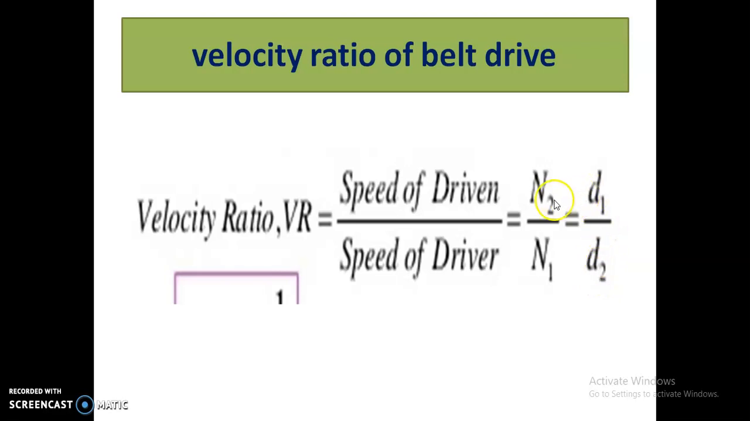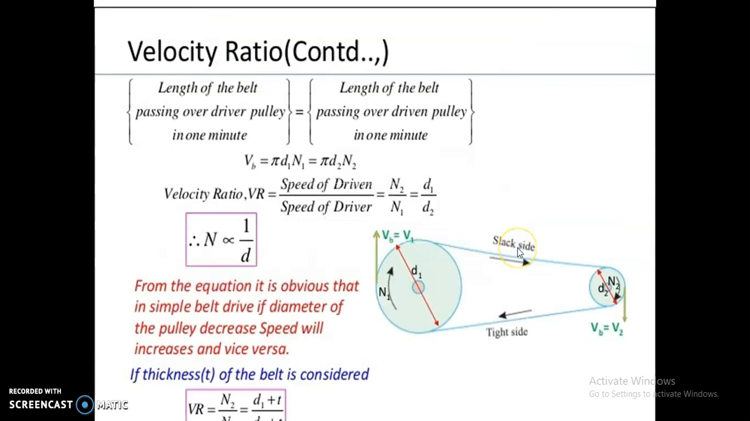That is, n2 is the speed of the driven pulley, and n1 is the speed of the driver pulley. Therefore n2 by n1 is equal to d1 by d2. This is the velocity ratio formula. Once again, observe this: velocity ratio is equal to n2 by n1 is equal to d1 by d2.